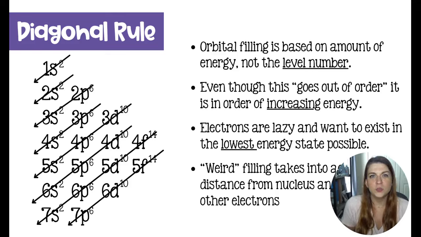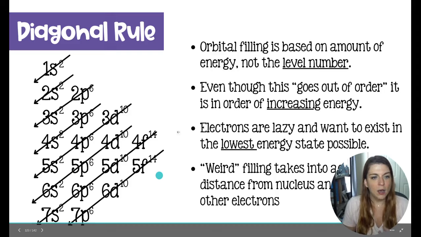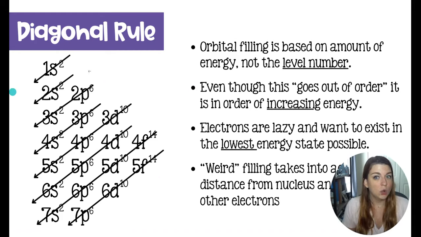Now we have a way to help us remember how electrons are going to fill quantum states, and it's called the diagonal rule. It kind of looks like this. The orbital filling is based on the amount of energy an orbital has, not specifically its level number. Our numbers kind of go a little bit out of order, and this is because when you have a lot of electrons in an atom, you have to account for a lot of repulsions. So it's kind of strange that right here, after 4s, you would go and fill 3d.